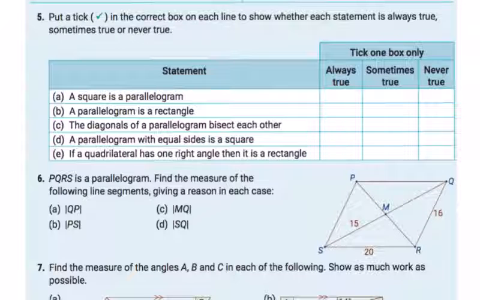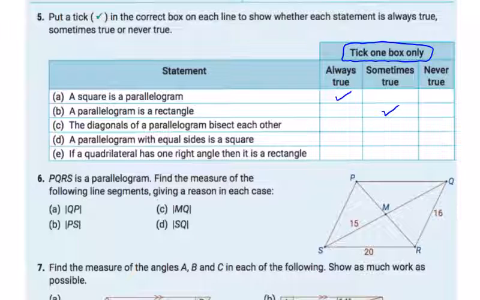Question 5, we're asked to tick the boxes, and it does say tick one box only, so read the question carefully. Sometimes there could be more than one box. If you looked at an earlier video, you'd see that a square is always a parallelogram. That's always true. A parallelogram is a rectangle. Well, that can be true, but it's not always true, so therefore it's sometimes true.